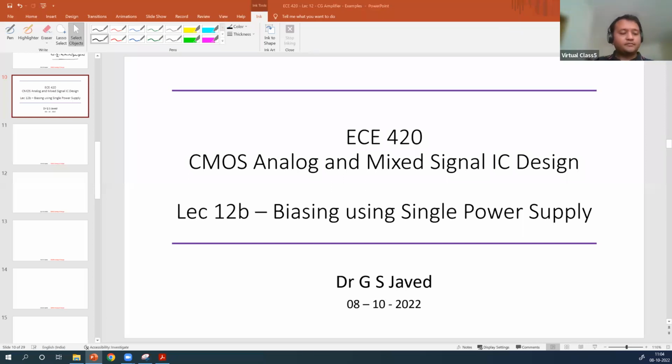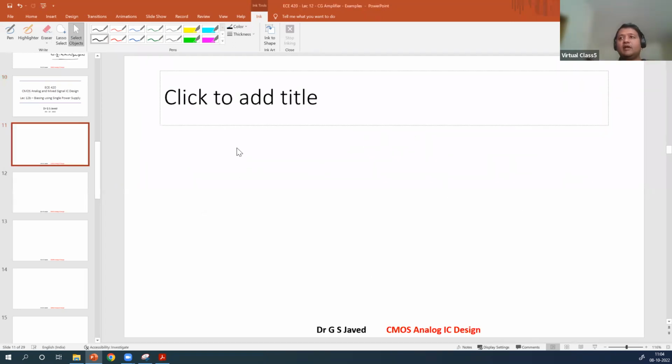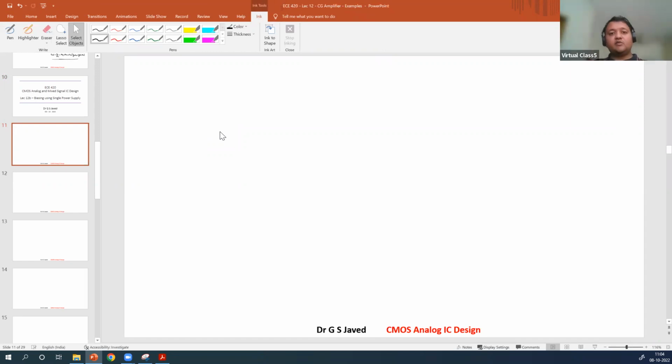Welcome back. So now we will talk about biasing. How do you bias using a single power supply? What is biasing? Biasing means placing the transistor in a desired operating space where you can get the best performance of the circuit, where you can optimize the amplifier gain, or you can optimize the circuit operation.